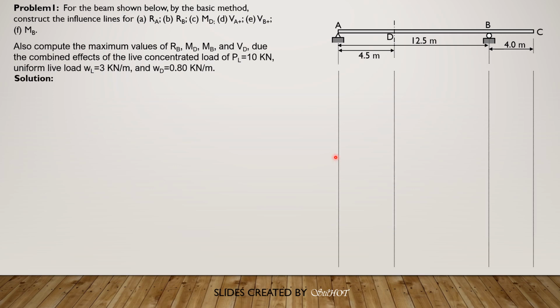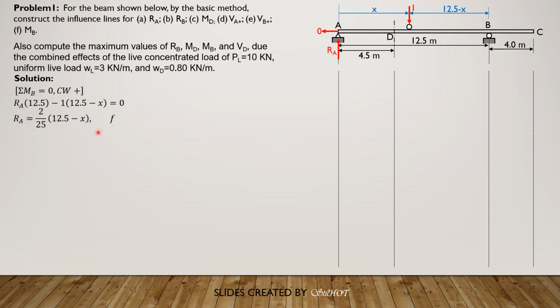So for reaction at A, we apply reaction at A. Of course, AX is 0, and the unit load, position it anywhere on portion AB. Distance from left is X, so 12.5 minus X from B. So summation moment about B equals 0, clockwise positive. So we have RA times 12.5 minus 1 times quantity 12.5 minus X equals 0. So RA is equal to 2 over 25 times quantity 12.5 minus X for X greater equal to 0.